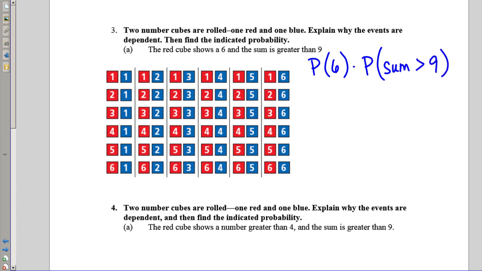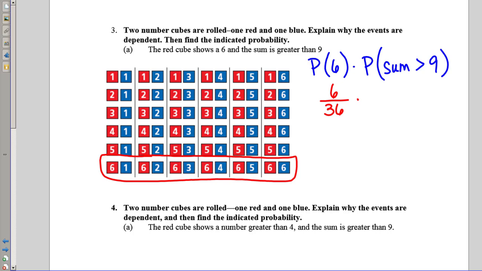Now we know that these are dependent on each other because there's no way you could get a sum greater than 9 with only one number cube. So we have to have two of them. Okay, so if we look at our outcomes, what's the probability of getting a 6? Okay, so we're thinking about all the places where there is a 6 occurring, right? So we're looking for the red cube showing a 6, right? So red cube shows a 6. That's basically this entire bottom row, okay? So that means there's 6 out of 36 for that happening.